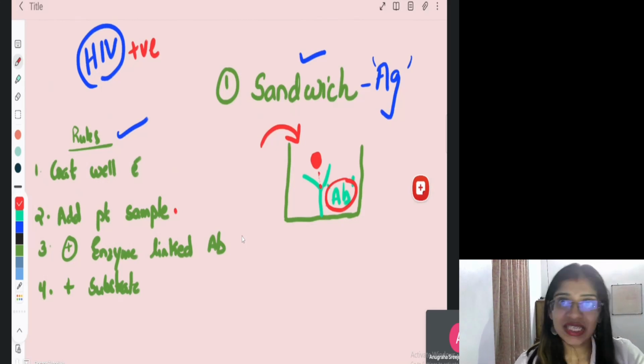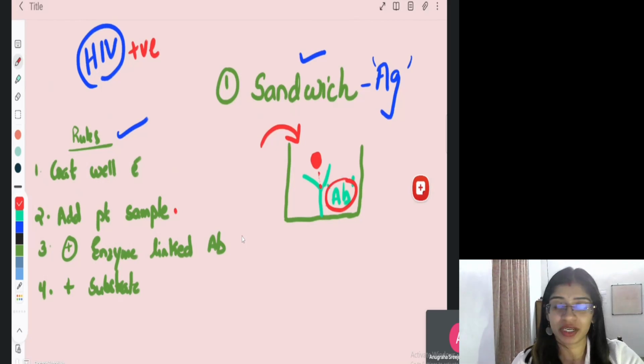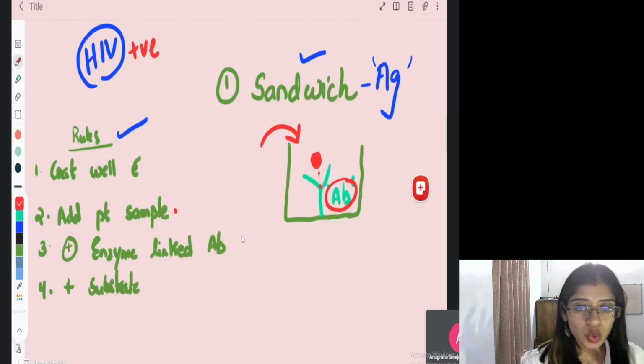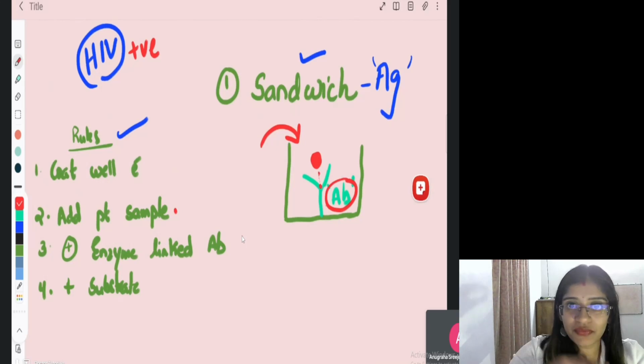After each step, out of these four steps, we do washing. We wash the plate. We wash the wells. We wash the plate so that, if suppose there is no bond being formed, any extra antigen or extra antibody, we just need to wash it off. That is why. So just remember that after each step, we wash the plate. This point you should remember.